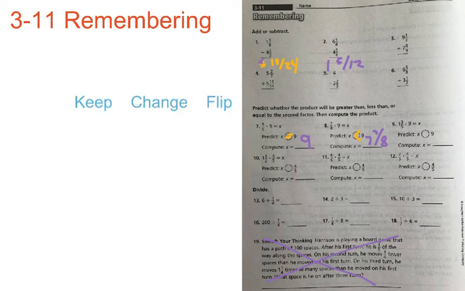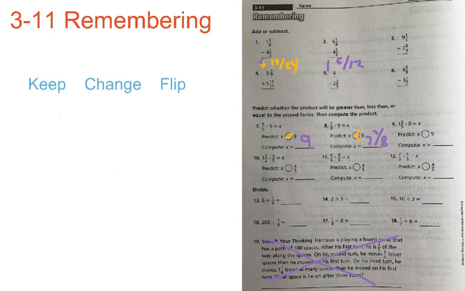When we're dividing, we remember our chant. Keep, change, flip. Again, keep, change, flip. Let's look at number 13. It says 6 divided by 1/4. If I follow my little chant, it's keep. I keep the 6 the same. Change, I change my division symbol to a multiply. Flip, I flip 1/4 upside down, and it becomes 4 over 1.